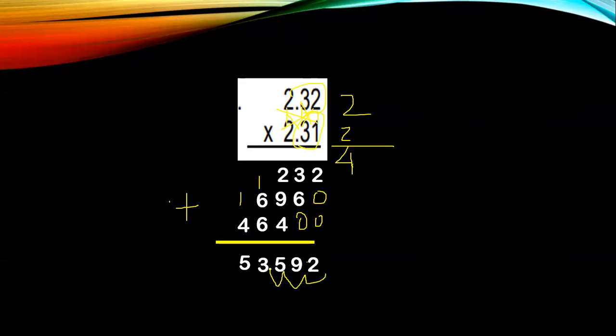1, 2, 3, 4. So the decimal point is here, meaning the product of 2 and 32 hundredths multiplied by 2 and 31 hundredths is just 5 and 3,592 ten thousandths.